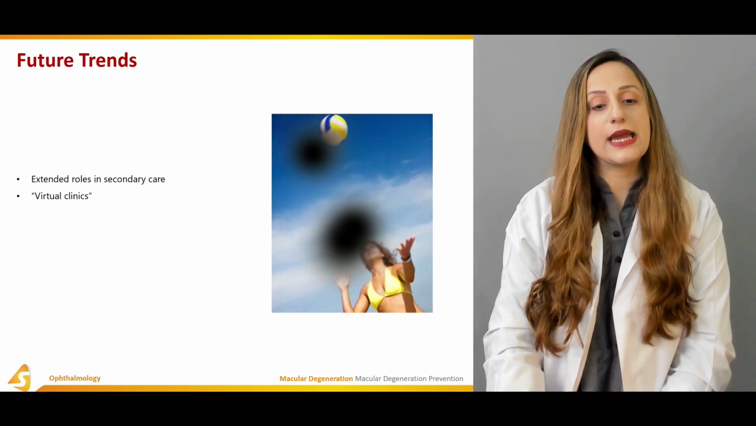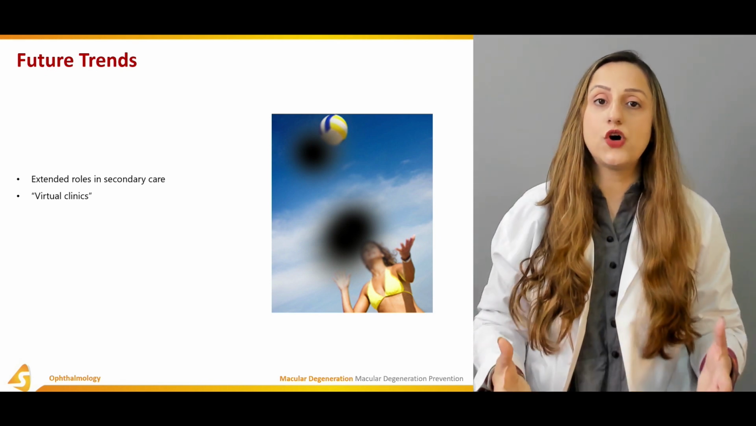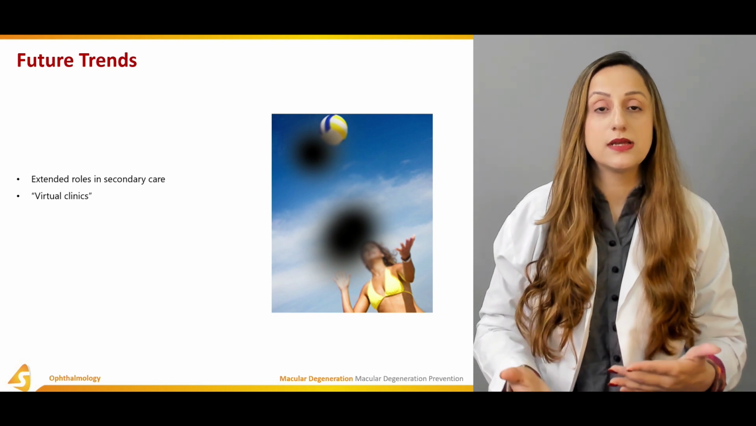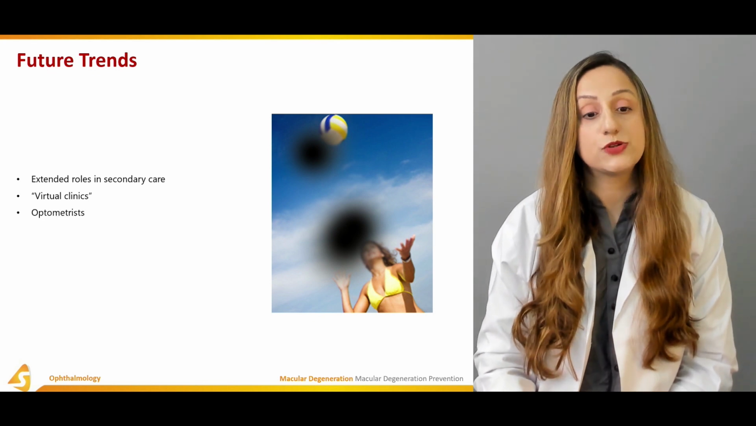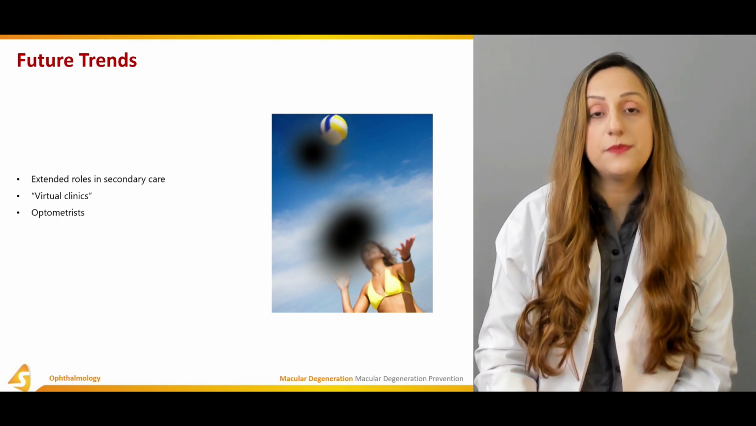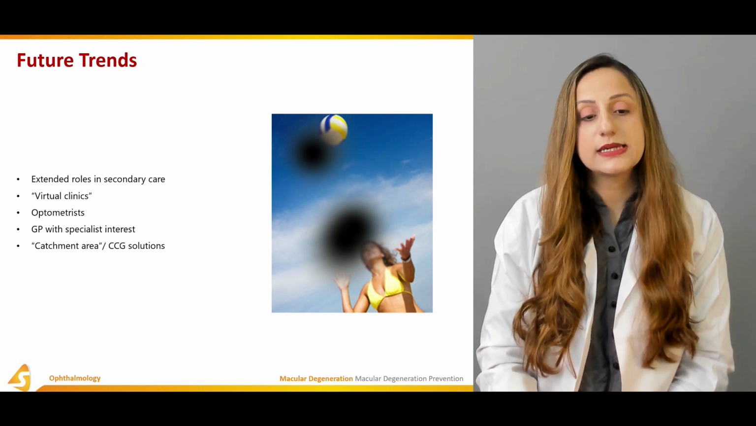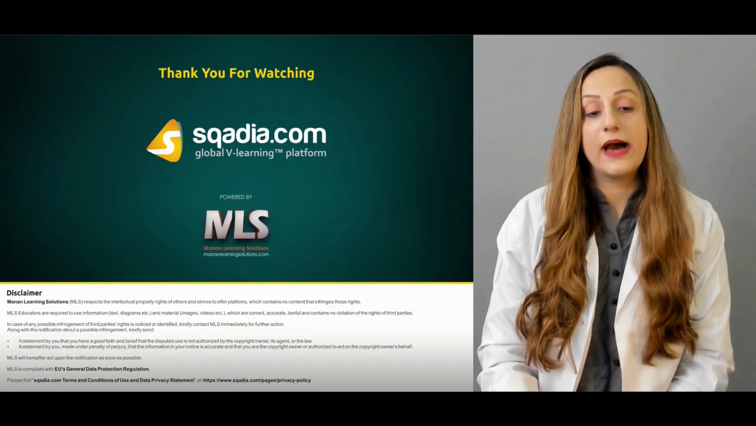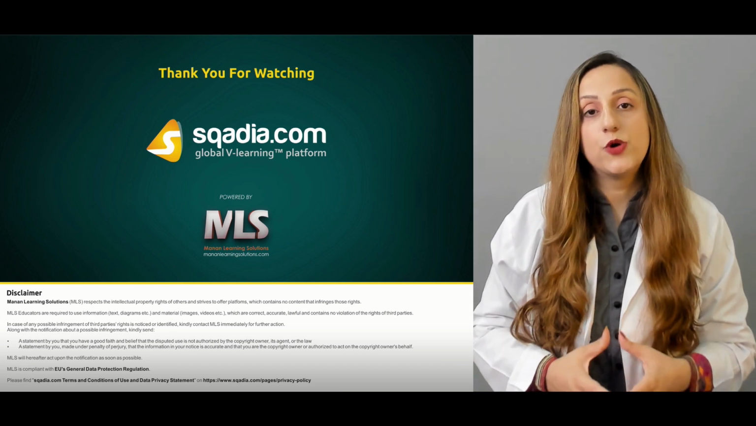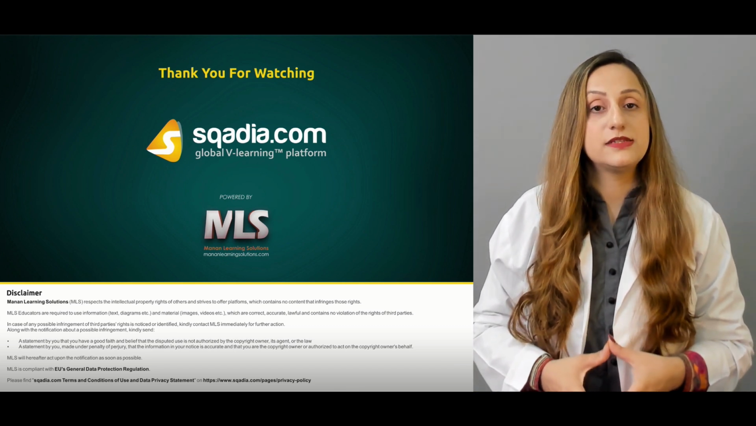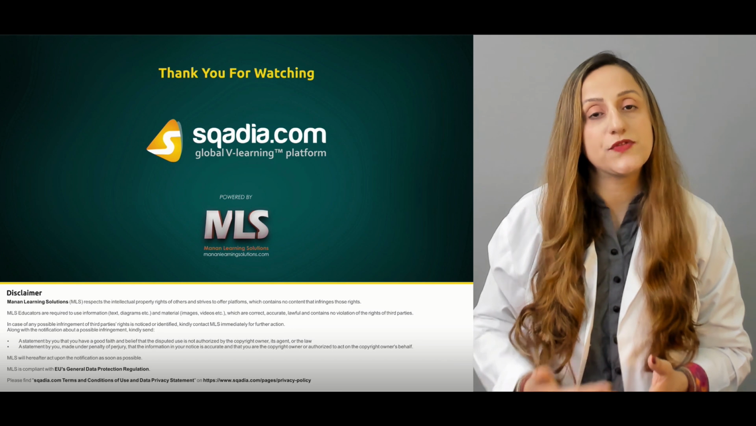The extended roles in secondary care are very important. Virtual clinics, in which a lot of doctors are counseling patients on the internet just to make the patient aware about the disease and how to prevent it. Optometrists have a very pivotal role in this phenomenon, and GPs with special interests are important catchment areas, and then we have the vanguards. So all of these people work as a team towards developing awareness in the general public regarding the disease and the prevention of AMD in patients.